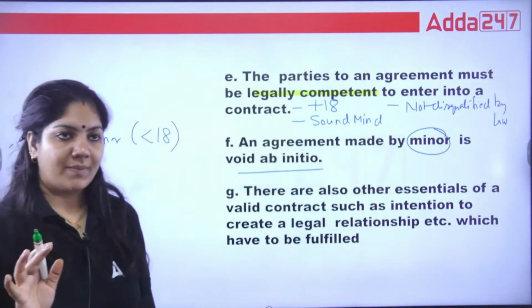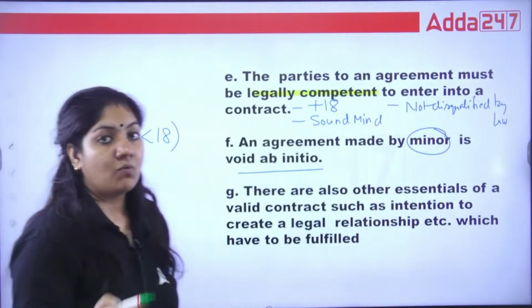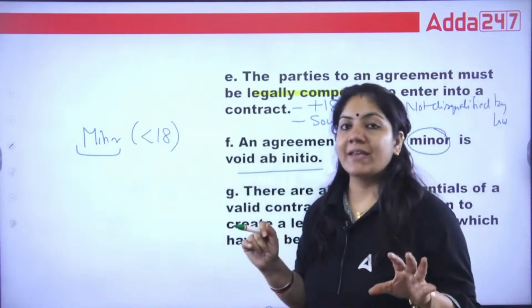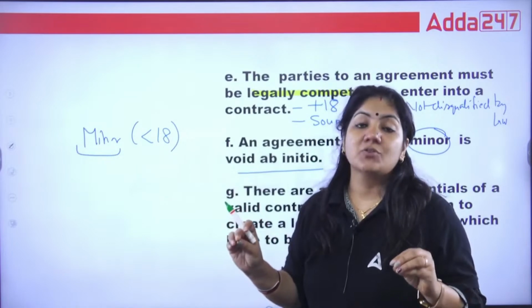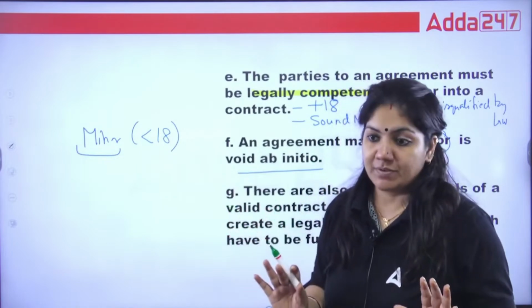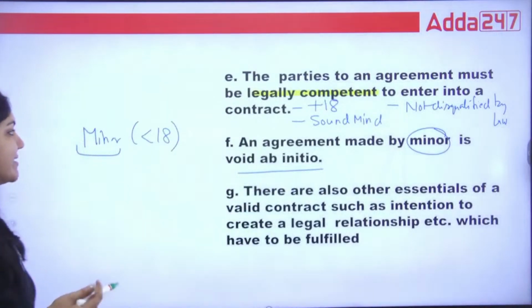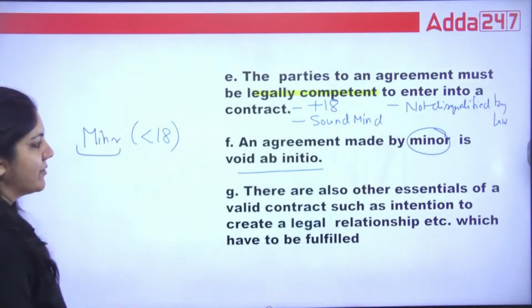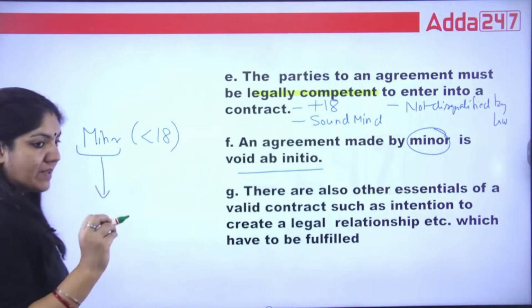If I talk about the minor, a minor cannot understand what is right and what is wrong, because under the Indian contract or in any act, the person who is 18 plus can be treated as a mature person. So below 18 is the minor person. Done.